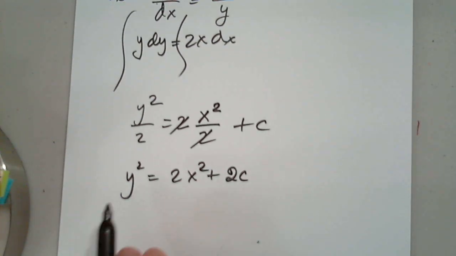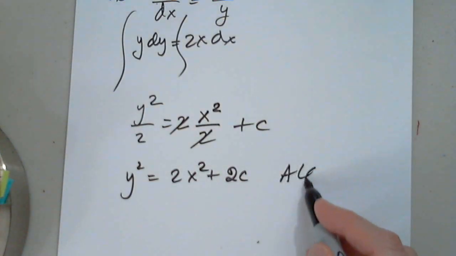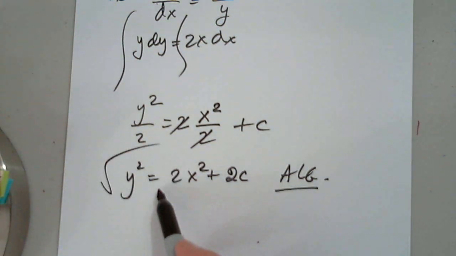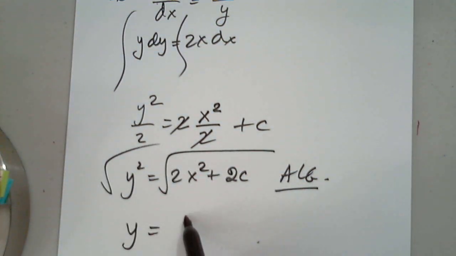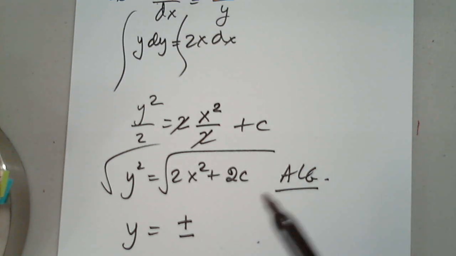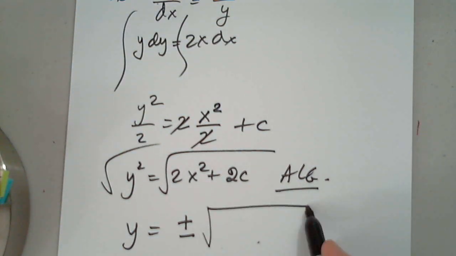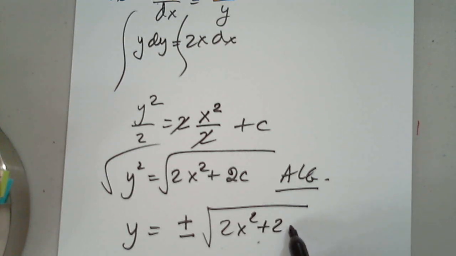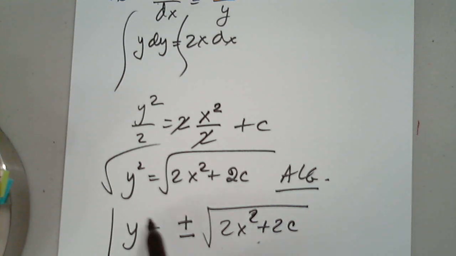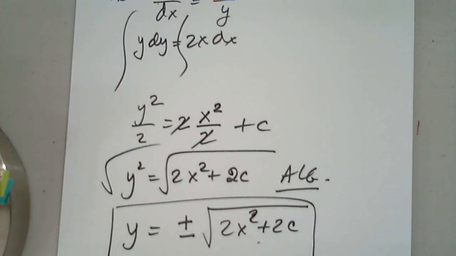How do I solve this for y? This is algebra. Take the square root, but now I have to write plus or minus. I'm not given an initial condition. Either one can work or both, depending on what's happening here. But this is the general solution.